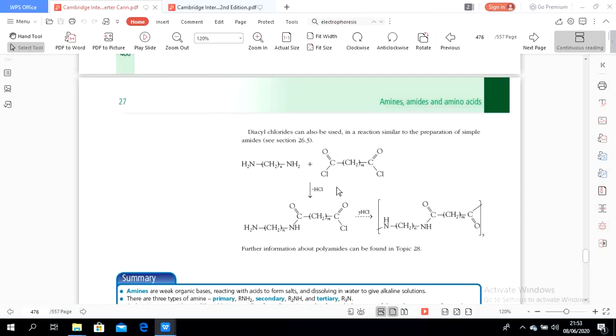Okay, so this is the last part of the amino acid chapter. After this, we are going to have exercises, and then we will continue to another chapter, chapter 28.